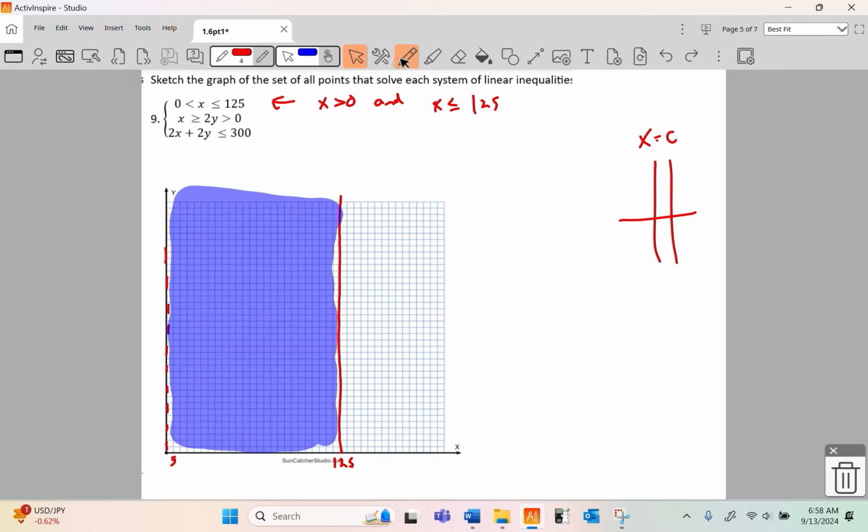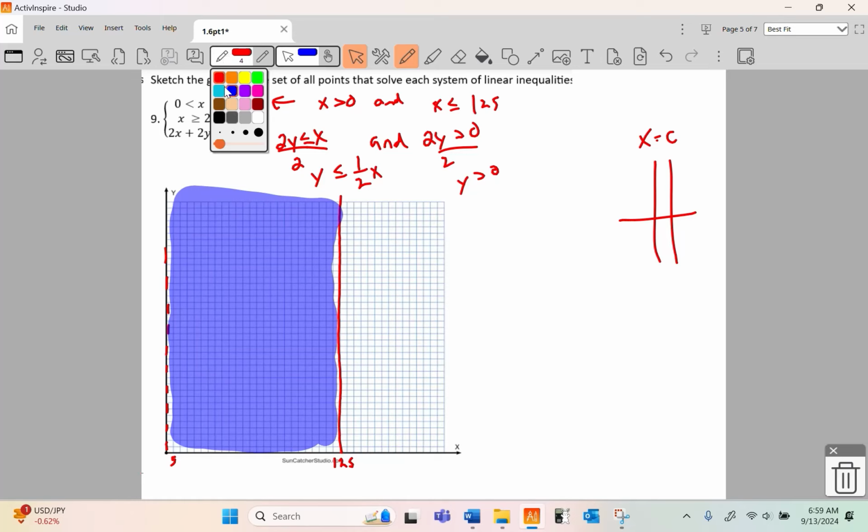All right, now let's look at this one. That says 2y is greater than or equal to x, and I wrote that inequality wrong. Forgive me. It says 2y is less than or equal to x, and 2y is greater than 0. Both of these we're going to have to divide the 2 out. So y is less than or equal to 1/2 x, and y is greater than 0.